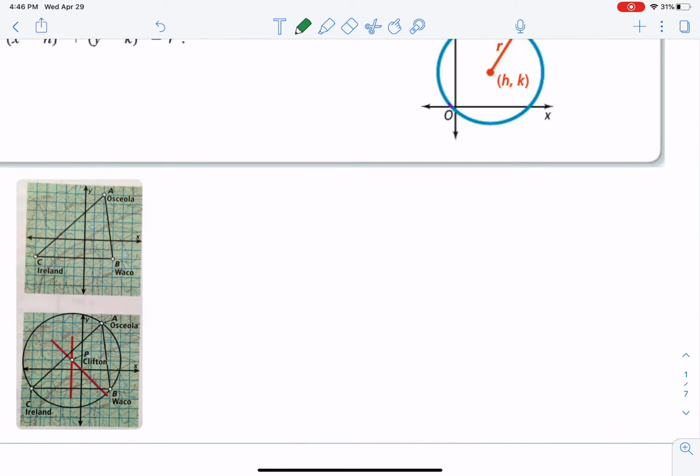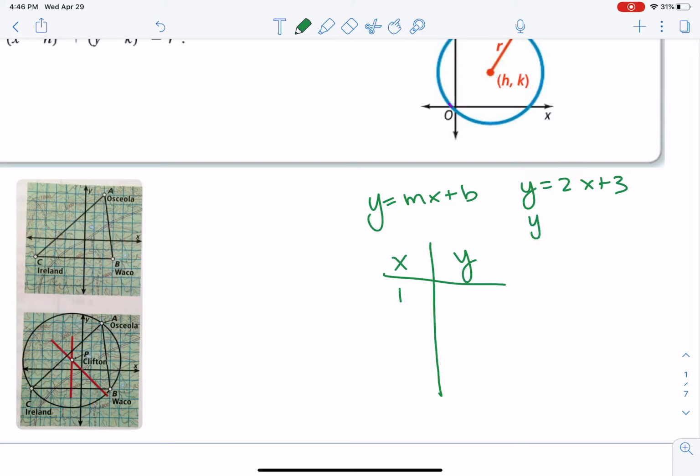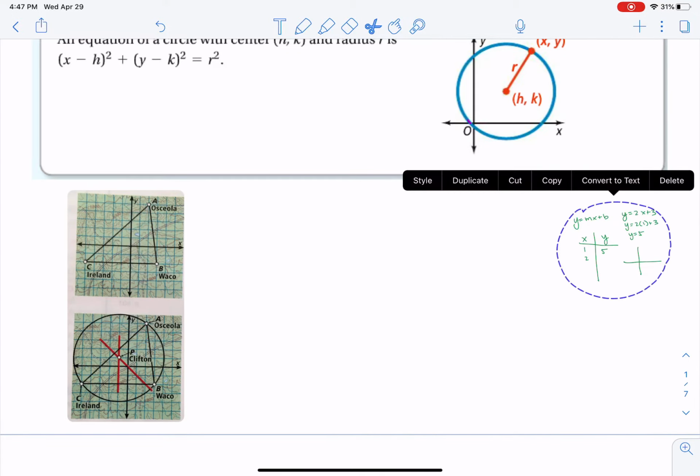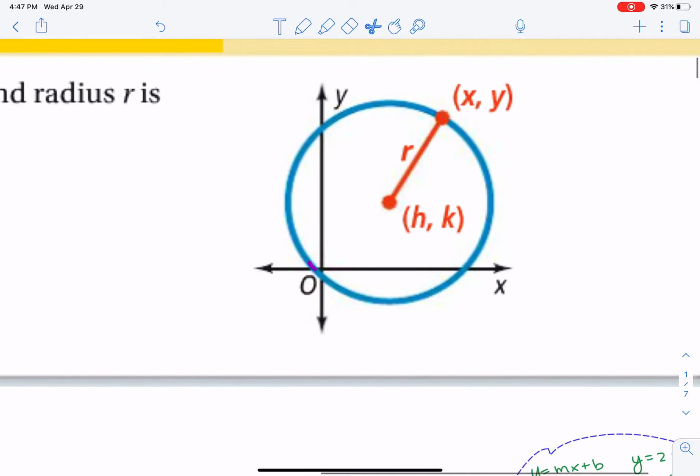I know in algebra you've done the equation of a line, y equals mx plus b, and then sometimes you've even done these charts where, if you plug in 1, you would get 5 for y, and then if you did 2 and you kept doing it, you would plot the actual line on a graph. A circle does have an equation, even though it's not like a line, but the equation represents the distance from the center of the circle that all the points are.